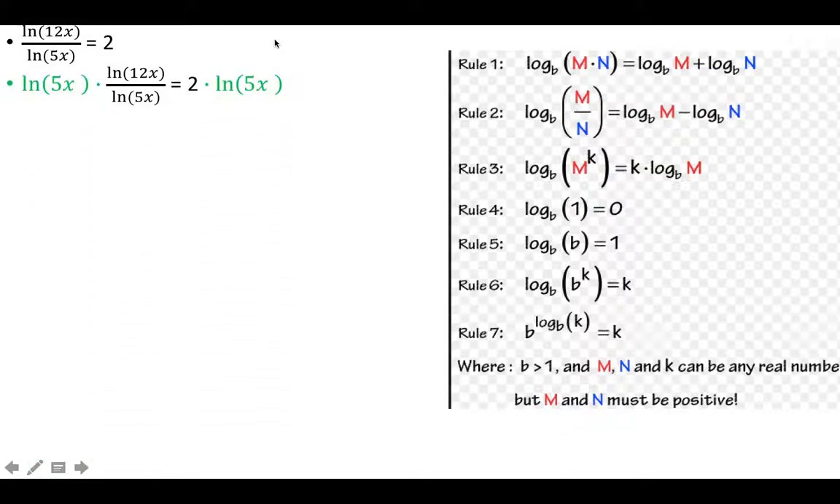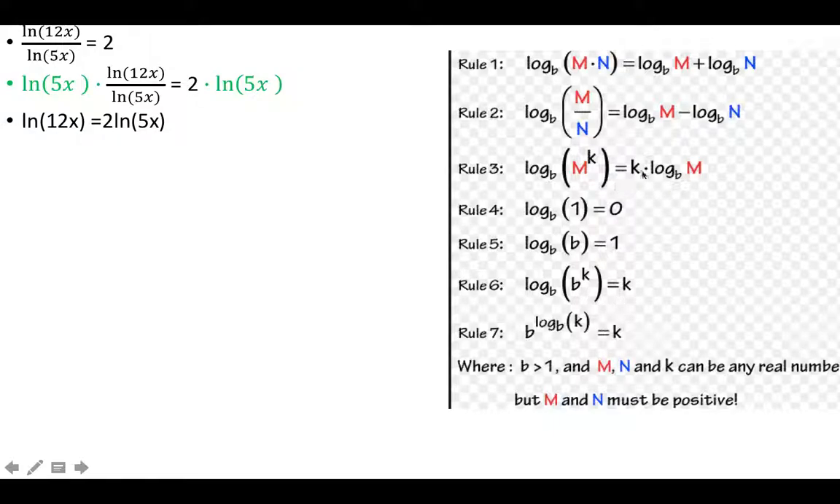Let's multiply both sides by that denominator. I get rid of that here and this here. We do that, you're left over with ln 12x equals 2 times ln 5x. Great. Here looks similar to rule 3.